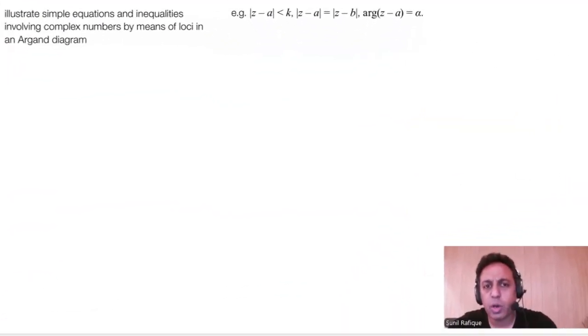So this is the required skill, which is given in the syllabus document. Students should be able to illustrate simple equations and inequalities involving complex numbers by means of loci in an Argand diagram. And they have given some examples. You can see there's an inequality, then an equation in the second place, and then another thing given. I know they look a bit weird, but let's break them down one by one.